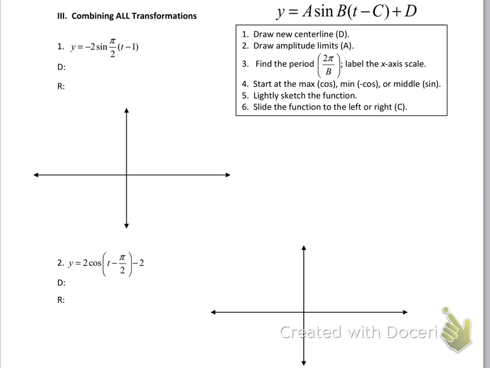Okay, so looking at this first one, we know that we have a horizontal compression. That means that my period is going to be 2 pi divided by pi over 2, which is 4. We have a vertical reflection because of the negative in front, and we have a vertical stretch of 2. We also know that we go right 1. So, since my period is 4, but I'm going right 1, I need to count to 5.